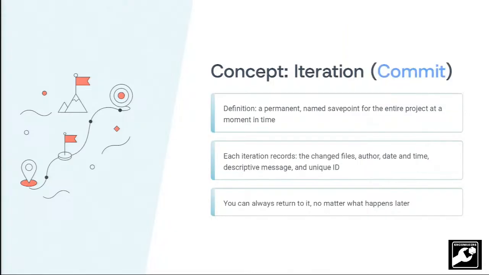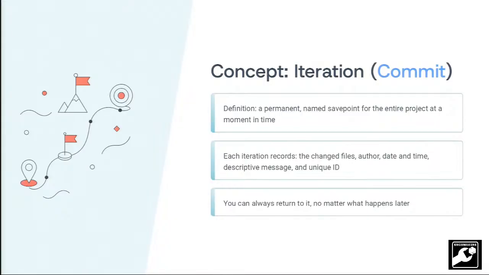Next thing, iteration, or commit in Git. This is a permanent named save point for your entire project at a moment in time. You can consider it a snapshot of, this is my project right now. And you can make as many of these as you want. Each iteration will record the changes, of course, the author if you're working with other people, the date and time, and a descriptive message that explains the what and the why, and it'll have a unique ID for that specific iteration. And you can always return to it no matter what happens later.